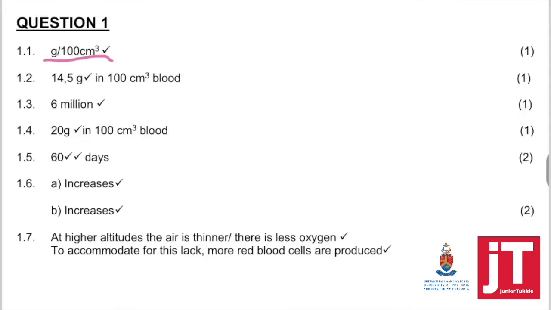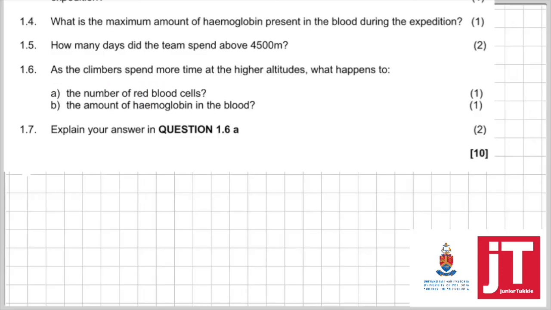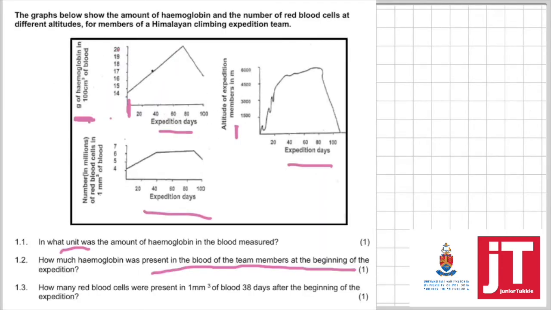Let's go to the memo and see, yes, that's what we wanted. The memo didn't give marks awarded for units because you already got it in your first question. You don't get marks twice for the same answer. Okay, that was not too bad. The graph seems easy. Let's look at 1.3. How many red blood cells were present in 1 millimeter cubed of blood 38 days after the beginning of the expedition?